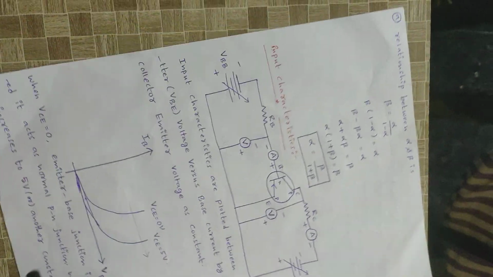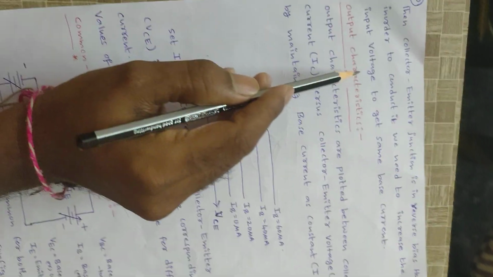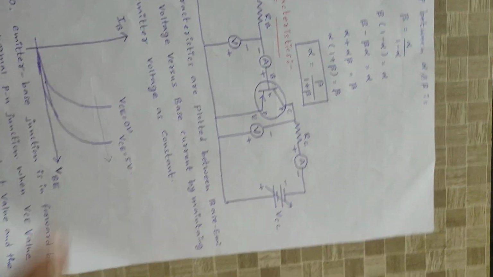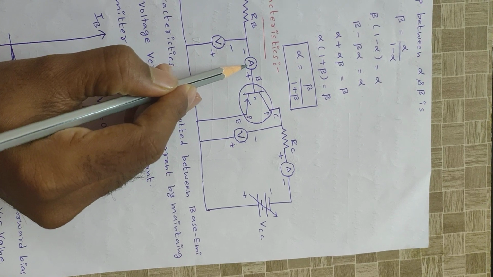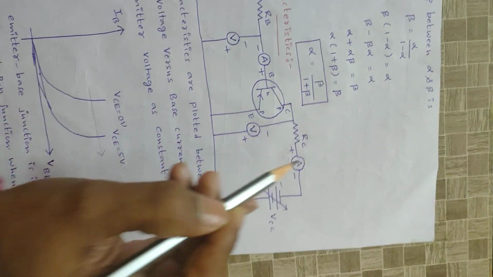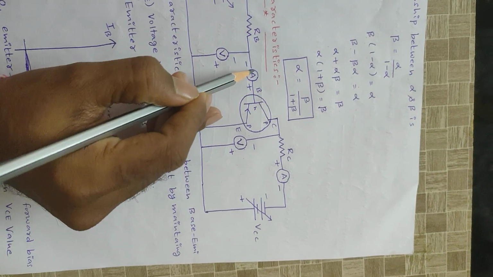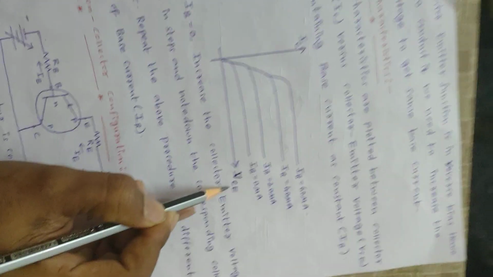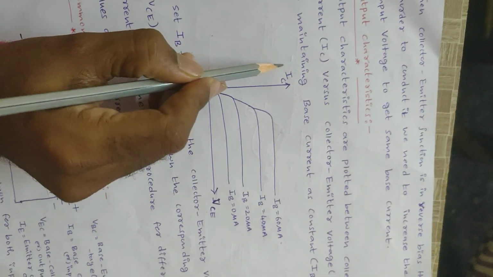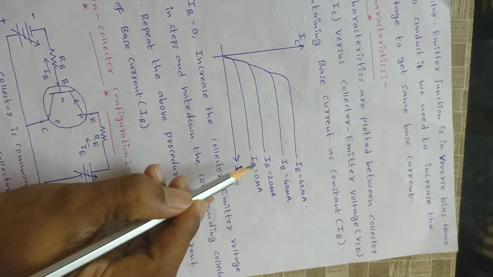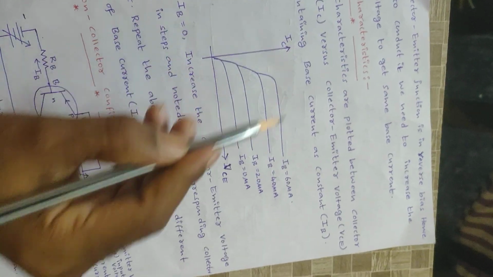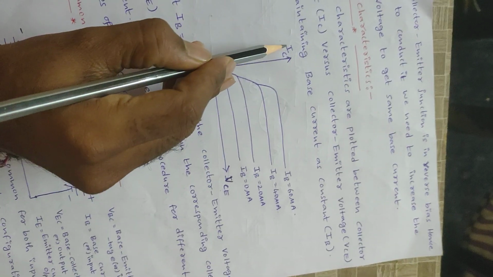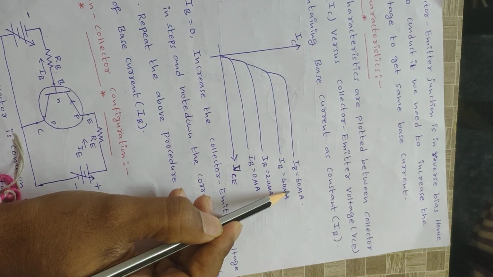Next we will see the output characteristics. Output characteristics are plotted between output voltage versus output current by maintaining input current as constant. Here the output voltage is VCE and the output current is IC, by maintaining the input current, that is IB, as constant. Here we are maintaining the input current as a constant.